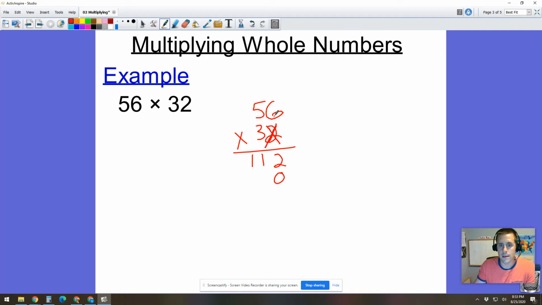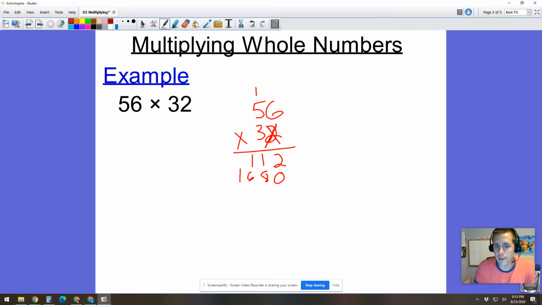We're going to multiply it times the ones digit in the first number first, which is the 6. 3 times 6 is 18. I'm going to copy down the 8 and carry the 1. And then we're doing 3 times 5 gives me 15, adding the 1 for a total of 16.